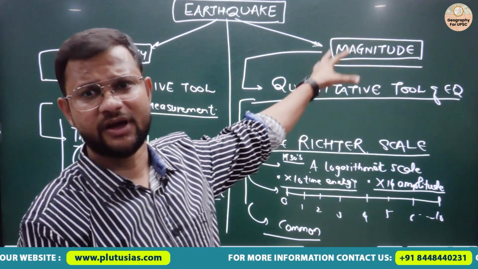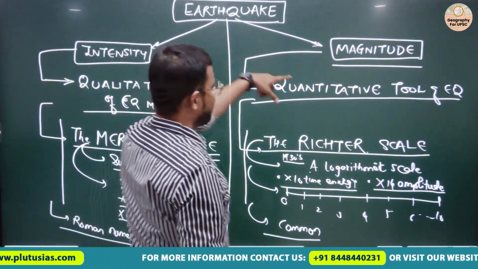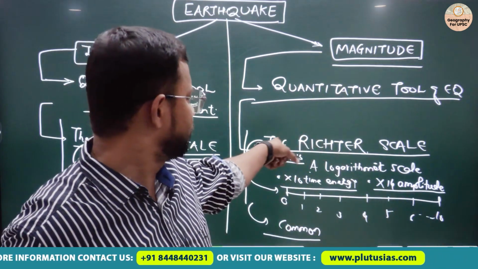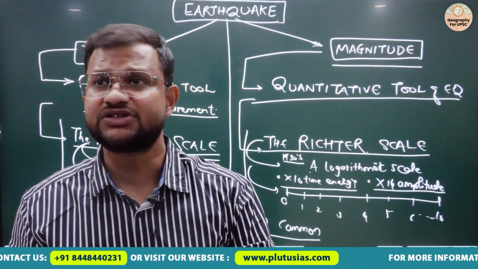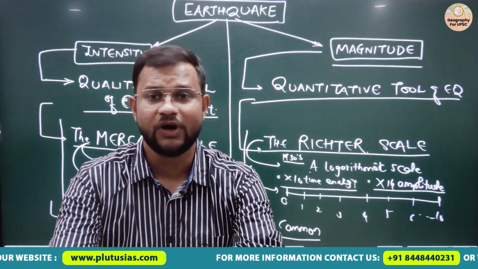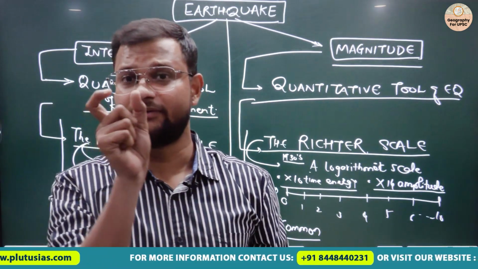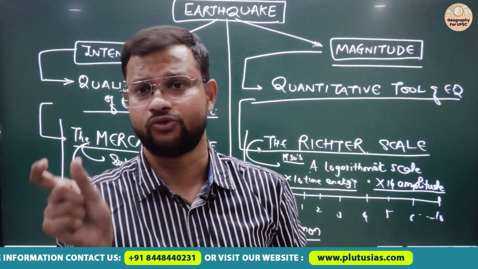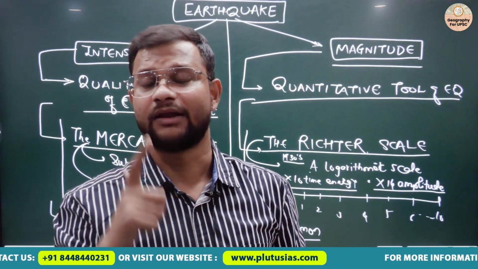Okay? So in India too, the earthquake seismic zones map is more or less based on this Richter scale, the magnitude scale. So I hope you guys are now pretty much clear on the difference between the intensity of an earthquake and the magnitude of an earthquake, and how they are calculated.